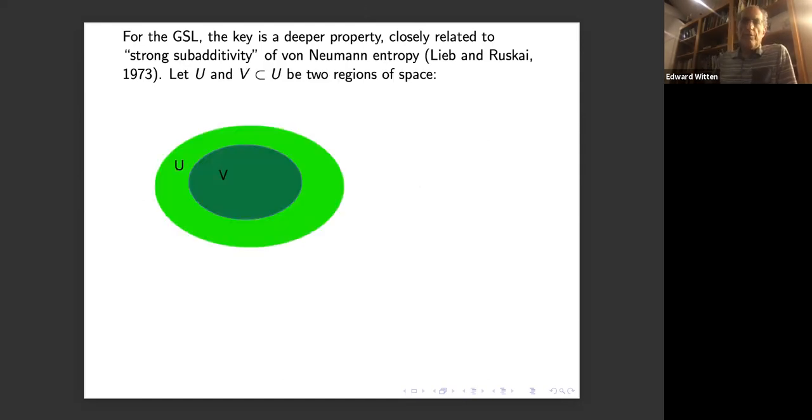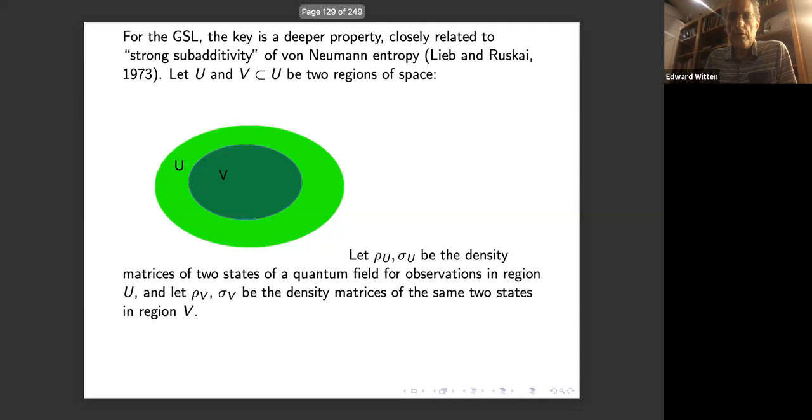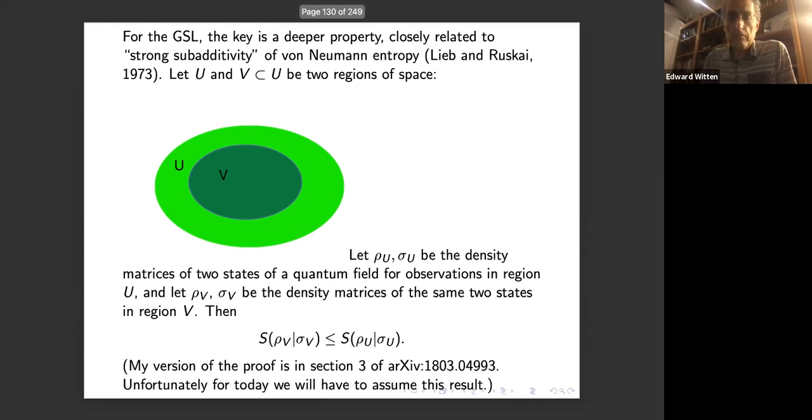So let U and V be two regions of space. V is contained inside U, as I've drawn. Let rho U and sigma U be the density matrices of two states of a quantum field for observations in region U, and let rho V and sigma V be the density matrices of the same two states in region V. Then the relative entropy between rho and sigma in region V is less than it is between the same two states in region U.